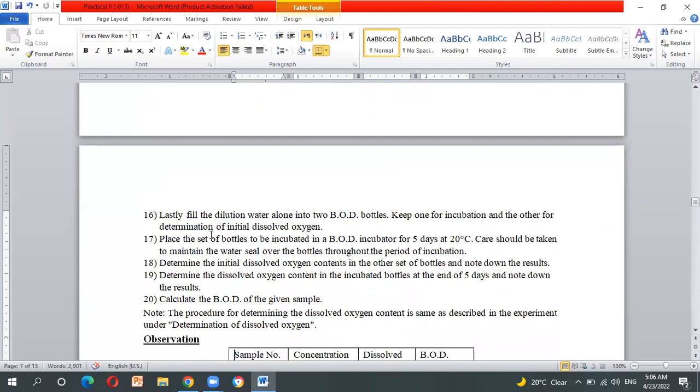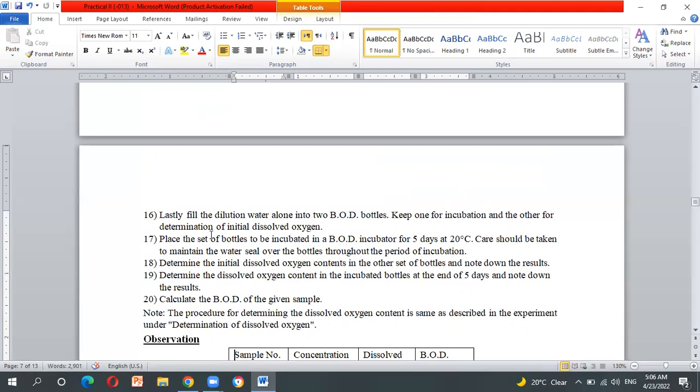Lastly, fill the dilution water alone into 2 BOD bottles. Keep one for incubation and the other for determination of initial dissolved oxygen. Place the set of bottles to be incubated in the BOD incubator for 5 days at 20 degrees Celsius, and care should be taken to maintain the water seal over the bottles throughout the period of incubation. Determine the initial dissolved oxygen content in the other set of bottles and note down the results. Determine the dissolved oxygen content in incubated bottles at the end of 5 days and note down the result.